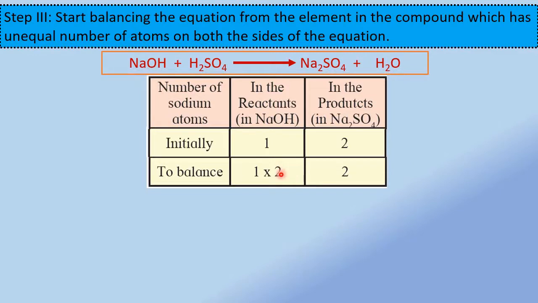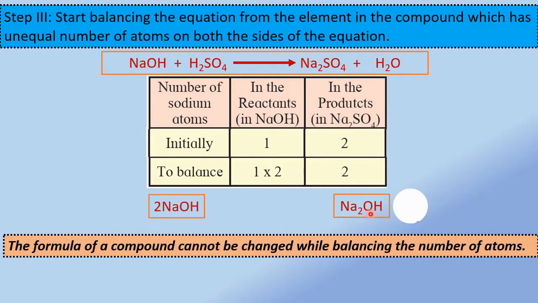Always remember that the formula of a compound cannot be changed while balancing the number of atoms. It means that to make the number of sodium atoms on the reactant side 2, the formula NaOH cannot be changed to Na2OH. Instead, a factor 2 will have to be applied to NaOH.